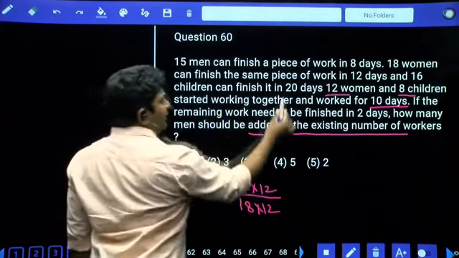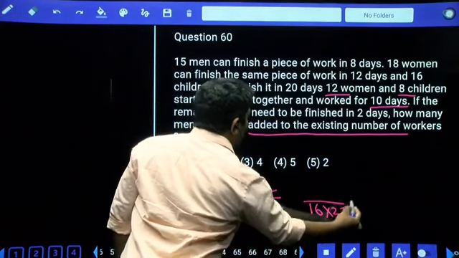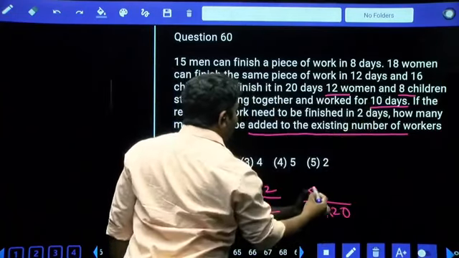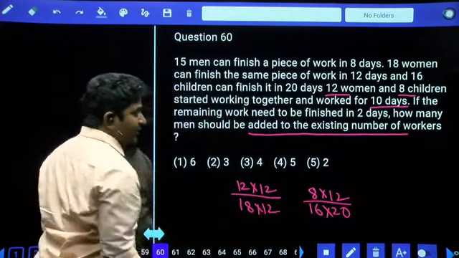16 children can do it in 20 days. Then one child can do it in 16 into 20 days. How many children are here? 8 children. And they are also working for 12 days. This is work done by children.